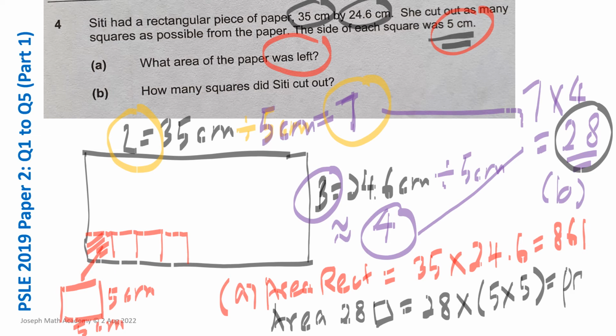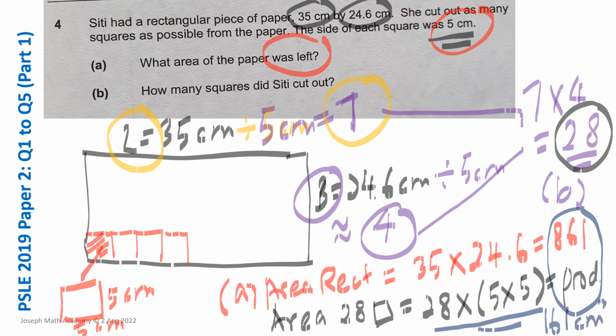And we get this product, minus it from 861. So we take 861 minus the product. If you use a calculator, 861 minus 28 times 5 times 5, we get the answer 161. So part A is 161 square cm. Okay, so I'm going to write down on top. Part A answer is 161 square cm, after subtracting the area of 28 squares from the area of the rectangle. Okay, so meaning number 4 is done.